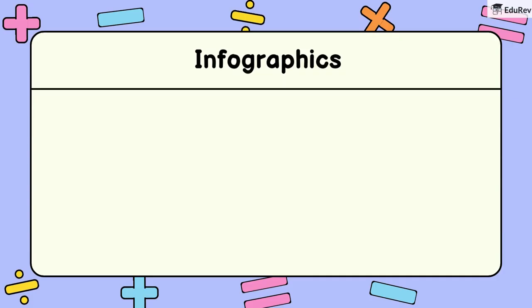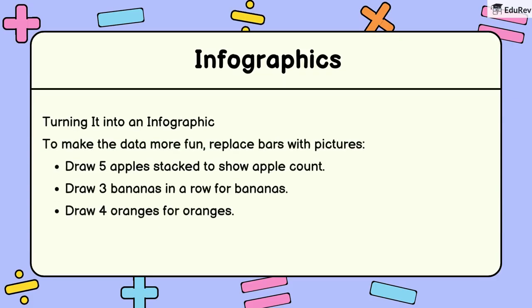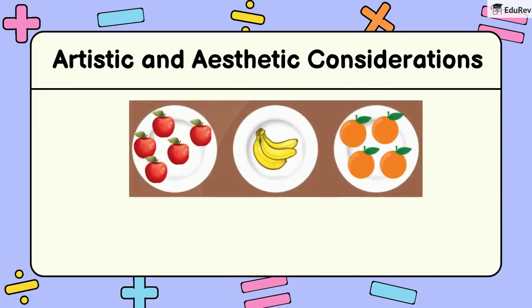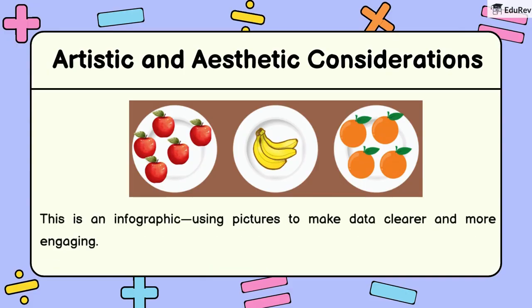To make the data even more engaging, you can turn it into an infographic. Instead of bars, you might draw 5 apples stacked to show the apple count, 3 bananas in a row for bananas, and 4 oranges for oranges. This visual representation makes the data clearer and more engaging.